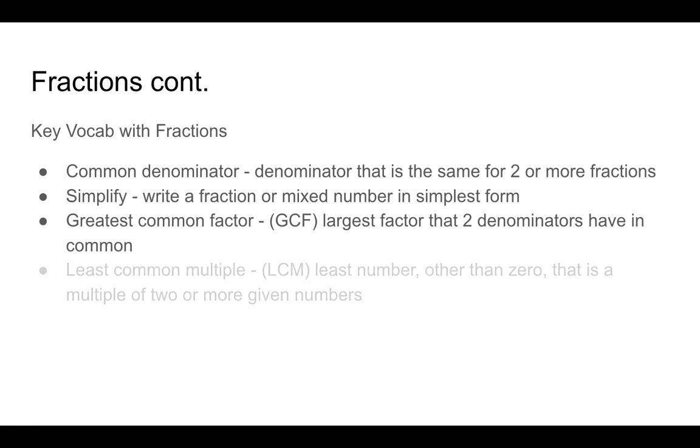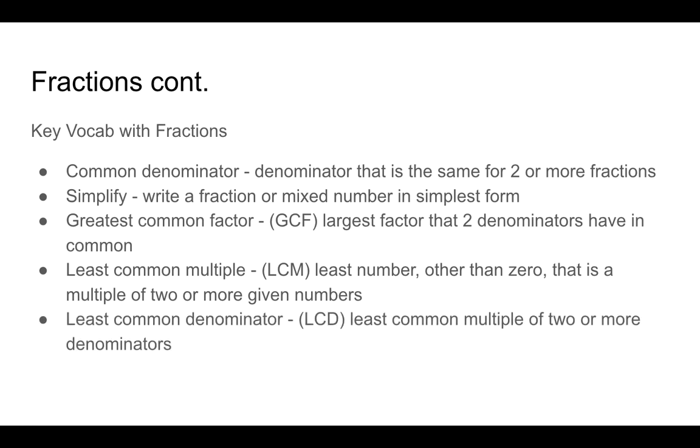common. We have the least common multiple, which is the LCM. This is the least number, other than 0, that is a multiple of 2 or more given numbers. We've got the least common denominator, this is the LCD. So this is the least common multiple or smallest common multiple of 2 or more denominators.